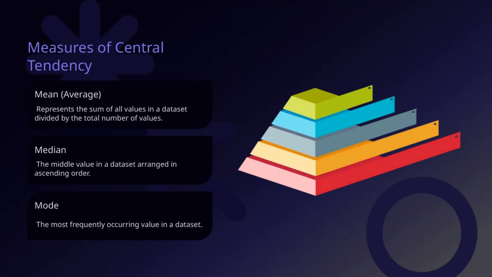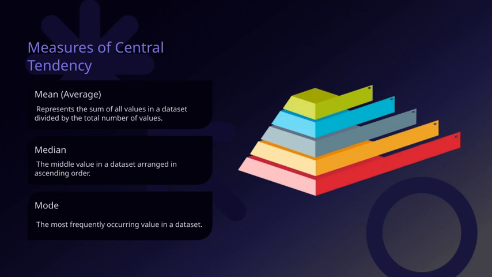Now, let's look at measures of central tendency, which are key to understanding the typical or most representative values in a dataset. First up is the mean, or what we commonly call the average. This is calculated by adding up all the values and then dividing that sum by the total number of values. It gives us a good overall sense of the dataset's central point. Next is the median, which is simply the middle value when all the data points are arranged in order from smallest to largest. If there's an odd number of data points, it's the one right in the middle. If even, it's the average of the two middle values. This is especially useful when your data has outliers that might skew the mean.